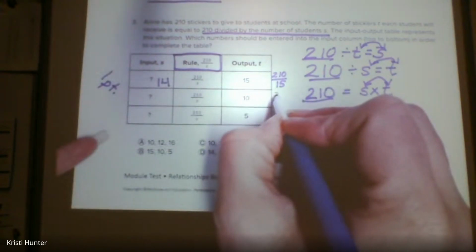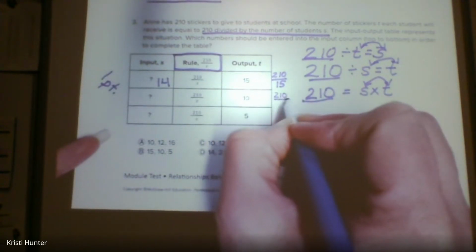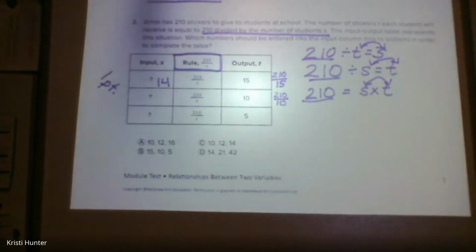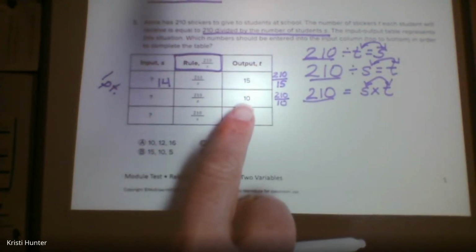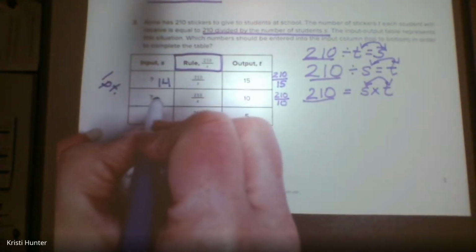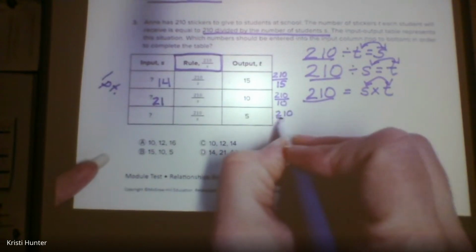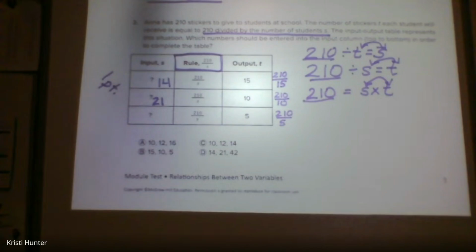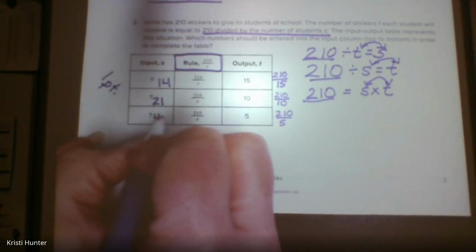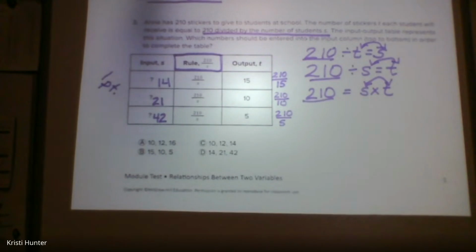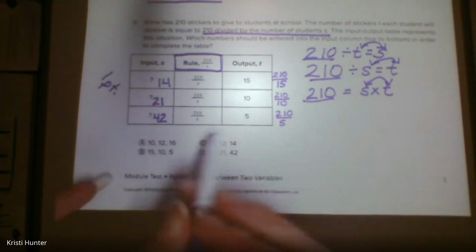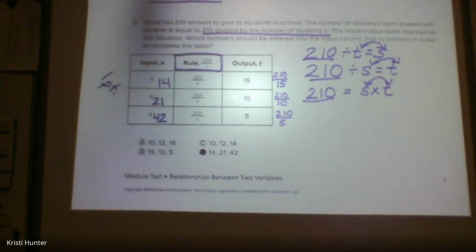And on this one, I'm going to do the same thing. 210 divided by 10 this time, because 10 is in my output column. I'm going to get a 21. And then this one's going to go 210 divided by 5, and I'm going to get a 42 for the input. So when I look, letter D has those in order.